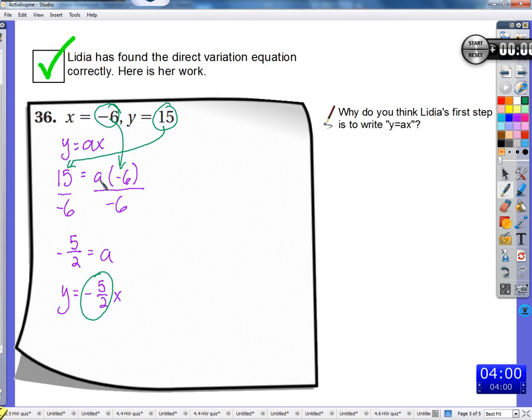So we divide both sides by negative 6 so that we can get this by itself, the thing that we're trying to figure out. We're trying to figure out what a is. So we divide both sides by negative 6, we simplify, a is negative 5 halves, and we put that back into that original to give us the equation, y equals negative 5 halves x.